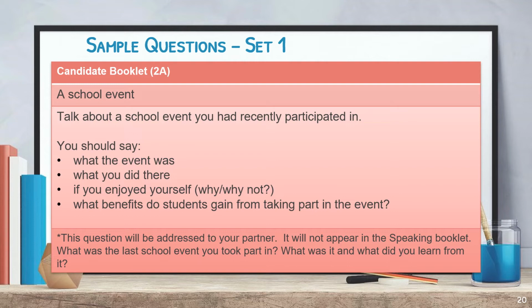At the bottom there, you'll see another question. What was the last school event you took part in? What was it and what did you learn from it? This is the question that will be given to your partner. So candidate A will be presenting on a school event. Candidate B will listen and then answer that simpler question which will be given later. Let's look at a sample answer.